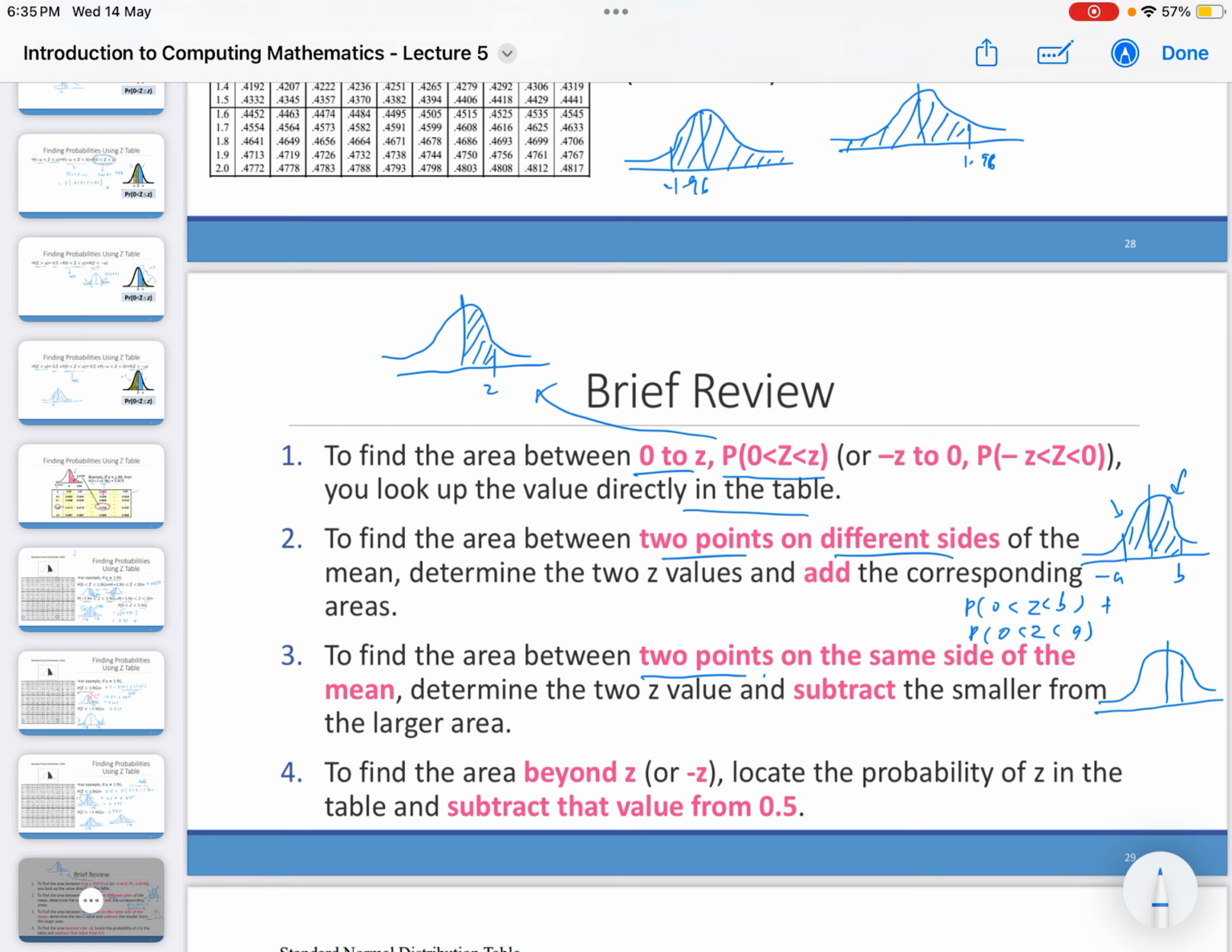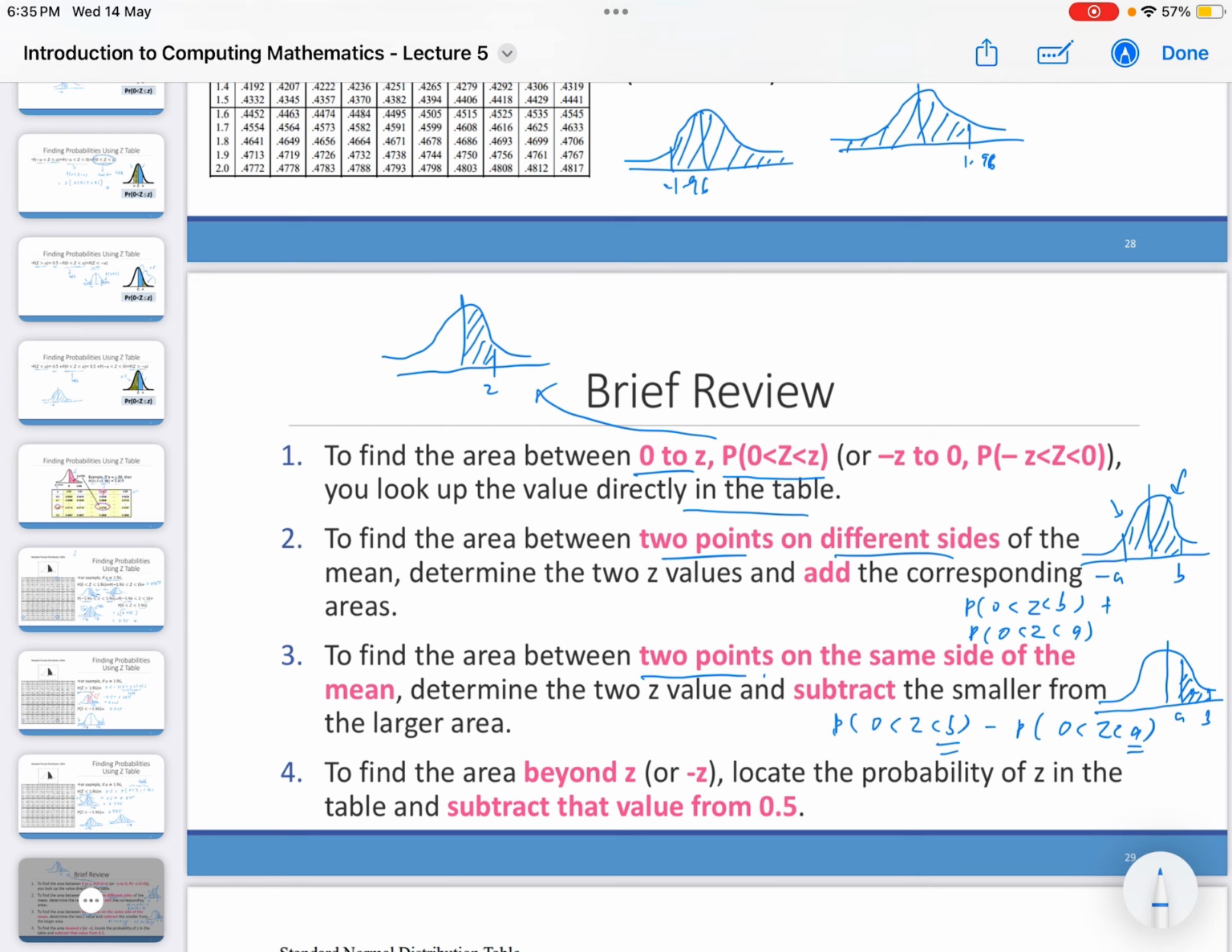So let's say we have A here and then we have B here. So we want to find probability in between these. So this one is actually probability from 0 to b, the larger one, probability of z from 0 to b, minus probability of z from 0 to a. So this one can look directly from the table.